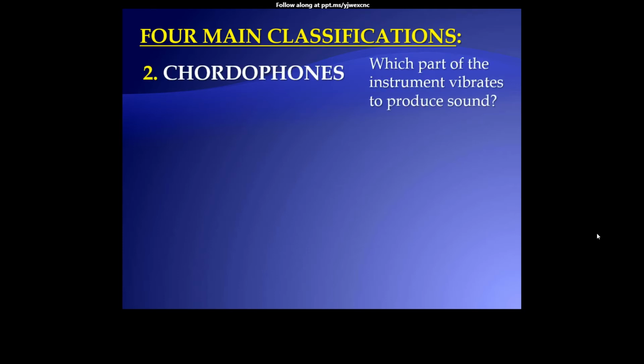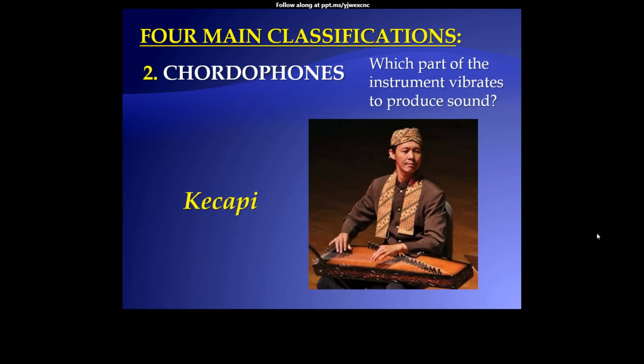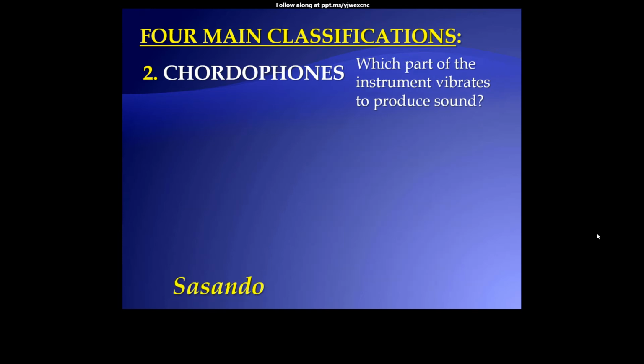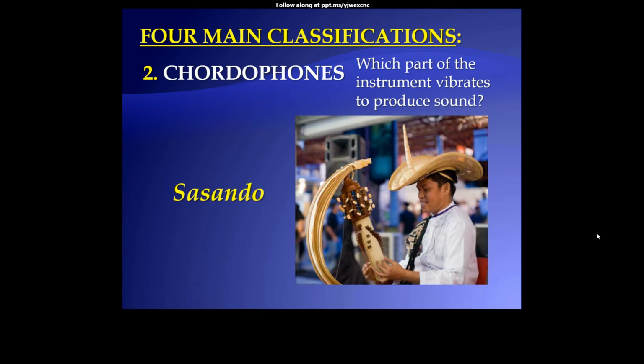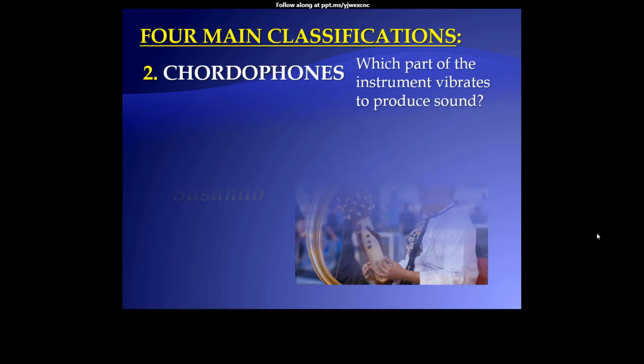The second one is chordophone. Let's identify the musical instruments included in the chordophones. The first one is kacapi. Kacapi is a string instrument well known in West Java. We can see the strings on the kacapi. And then the second one is sasando. Sasando is an instrument from East Nusa Tenggara. We can also see the strings on the sasando.